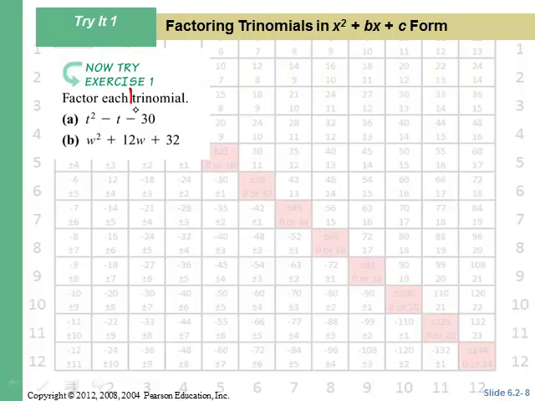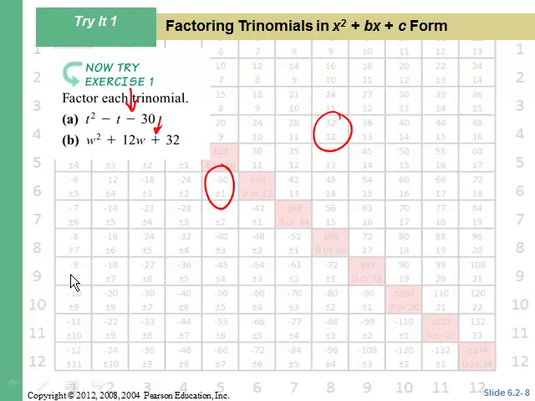Now in this case, you've got a negative sign, so you'll be working below the line, a positive sign, so you'll be working above the line. Okay, so the first one, we want them 1 apart. That's right here. And in the second case, 32 and 12 is right here.